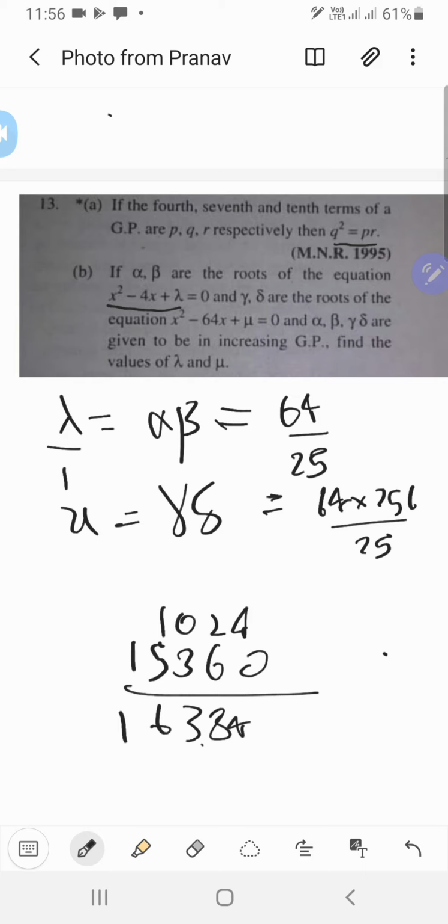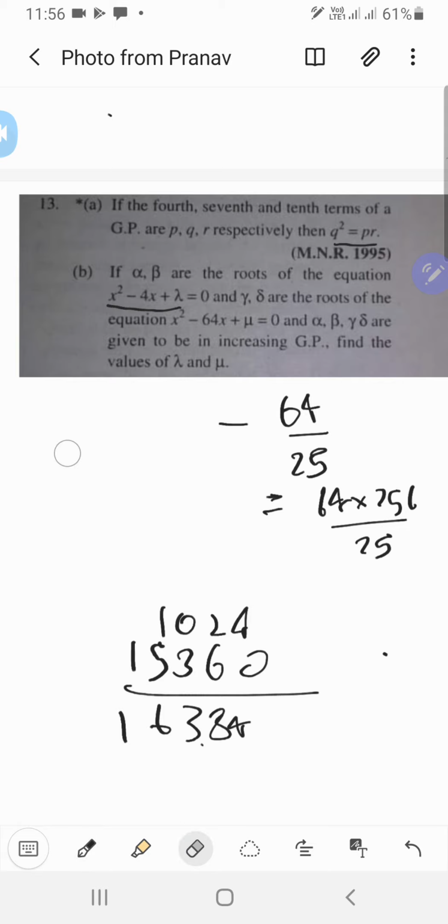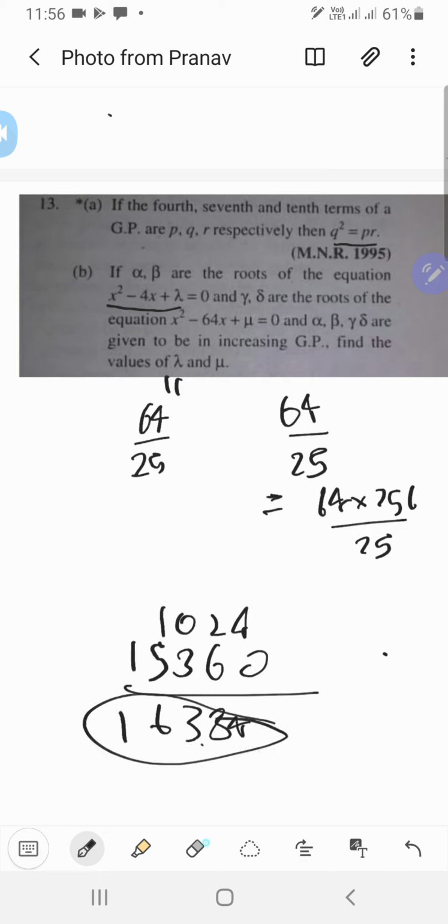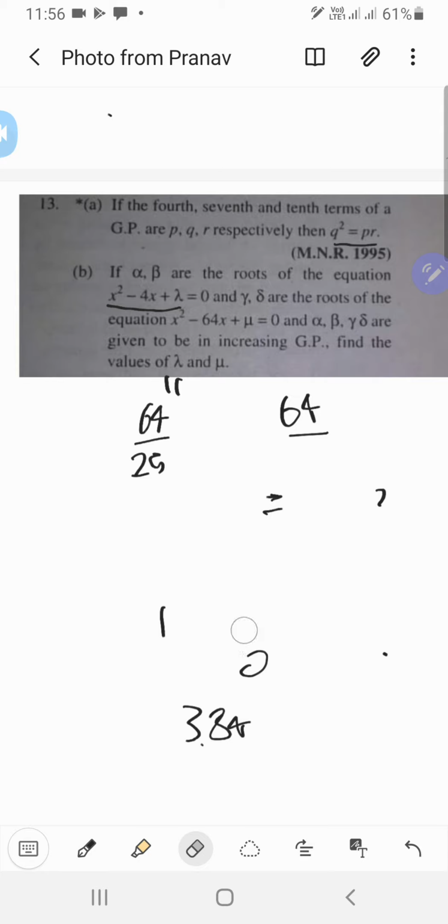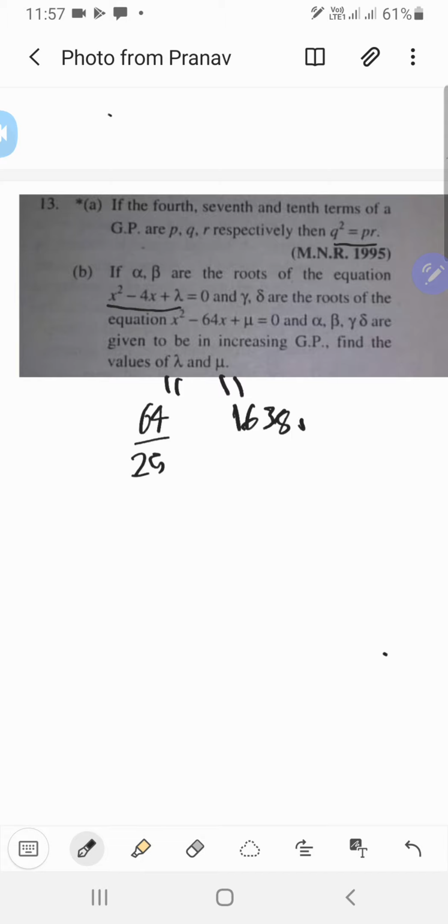So our lambda is 64 upon 25. Let me write this somewhere. Lambda is going to be 64 upon 25, and then this mu is going to be this massive number upon 25, 16384 upon 25.